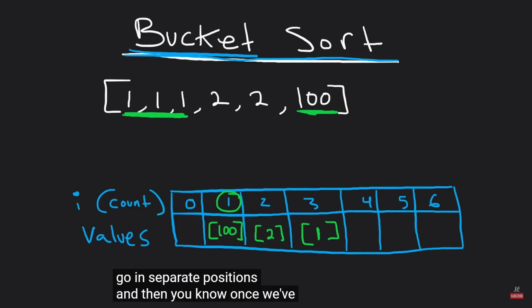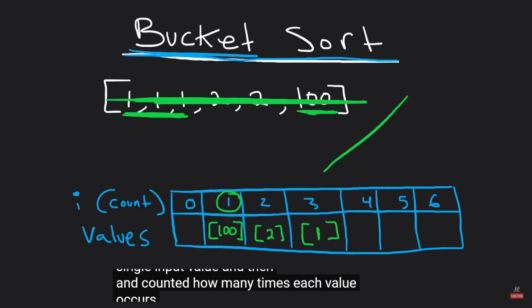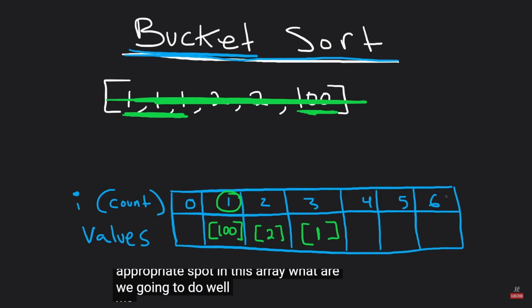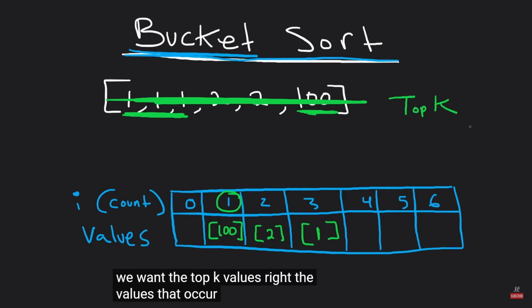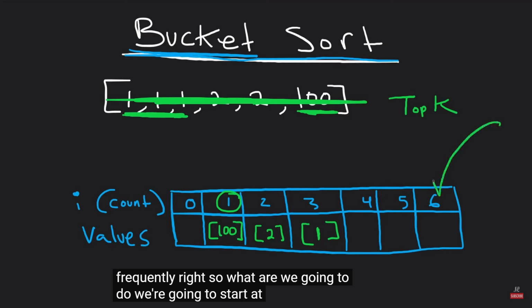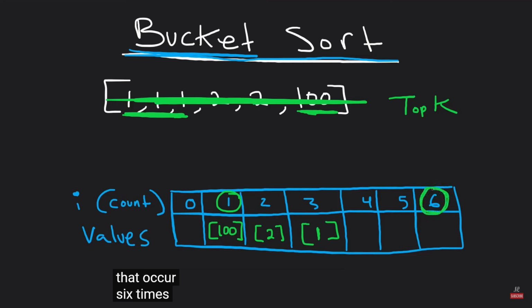And then, once we've taken every single input value and counted how many times each value occurs and then put it in the appropriate spot in this array, what are we going to do? Well, we want the top k values, right? The top k values that occur most frequently. So what are we going to do? We're going to start at this end of the array. We want all the values that occur 6 times.